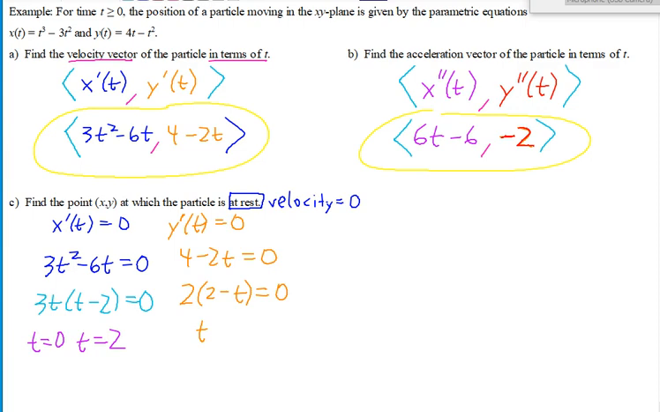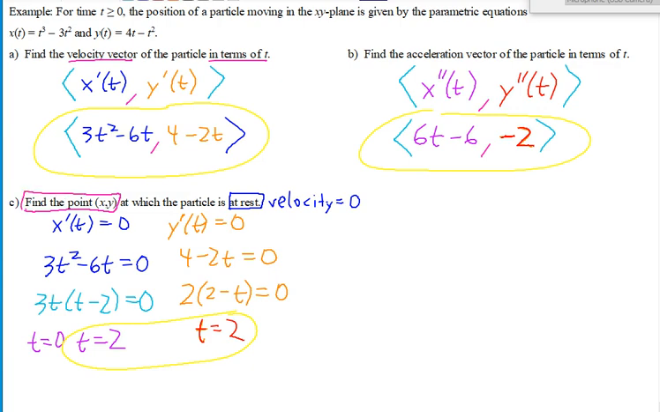So in order for the particle to ever be at rest, there has to be a time that these two have in common, where both the horizontal velocity component and the vertical velocity component are 0. In this case, there is, not at time 0, but at time 2. So that would be the one time the particle is at rest. However, that's not what it asked for. It didn't say at what time the particle is at rest. It said find the point. In other words, where is that particle when it's at rest?